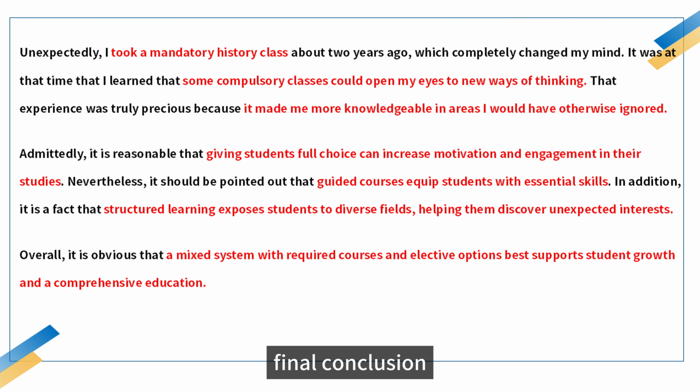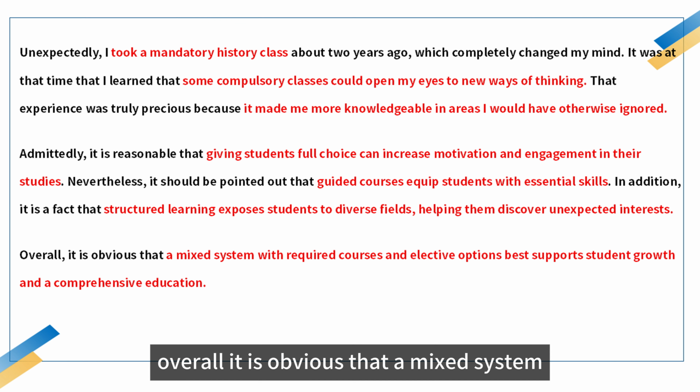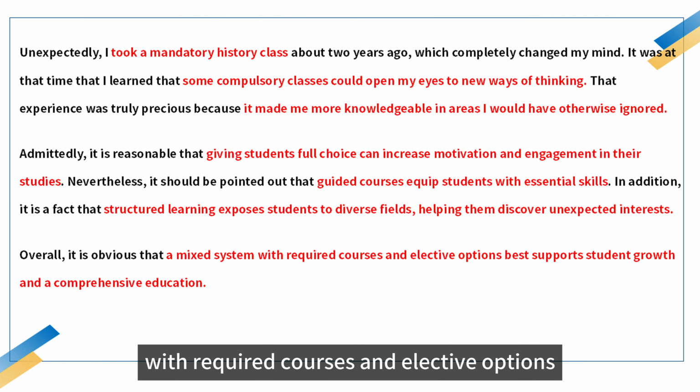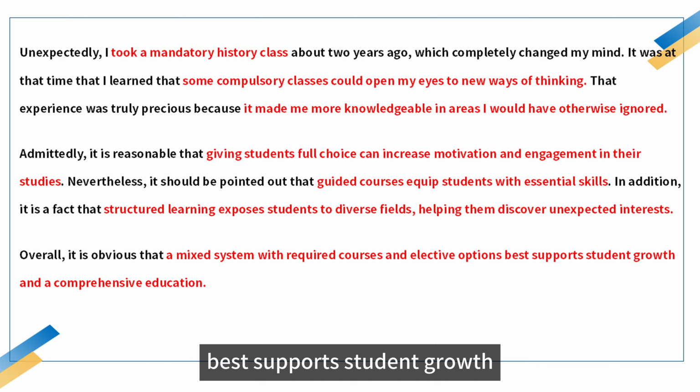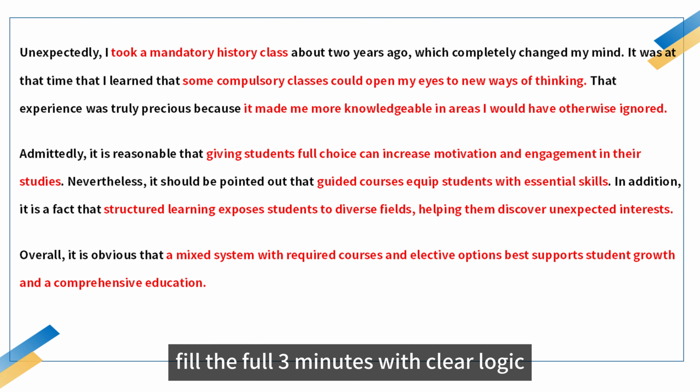Final conclusion, overall, it is obvious that a mixed system with required courses and elective options best supports student growth and a comprehensive education. This is a complete answer. See how the template helps you fill the full 3 minutes with clear logic.